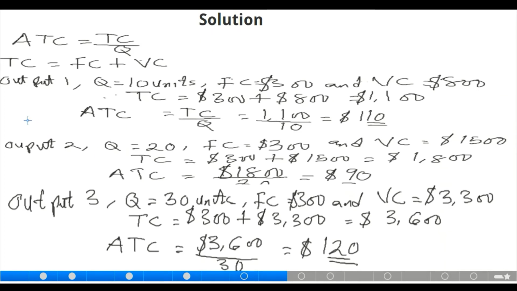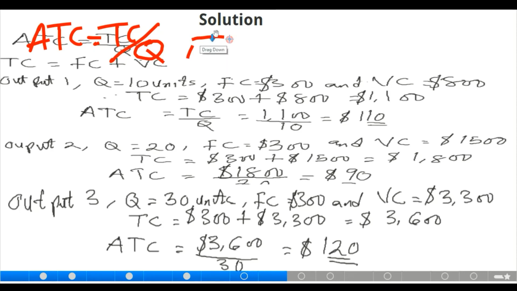Remember we said our average total cost will be total cost divided by quantity. That is, our average total cost will be our total cost divided by our quantity. And at the same time we said our total cost will be fixed cost plus our variable cost.